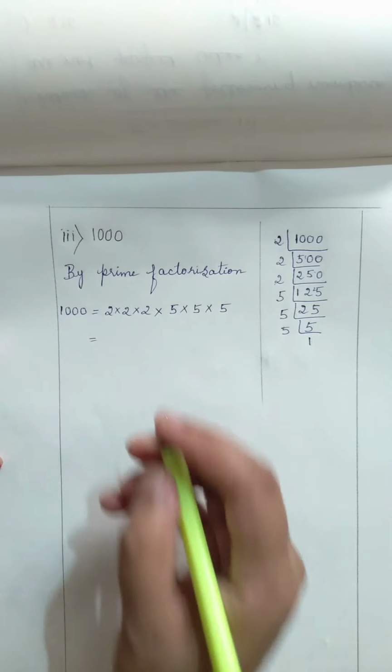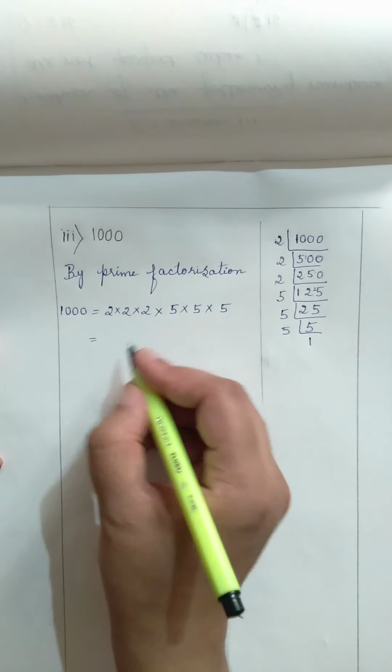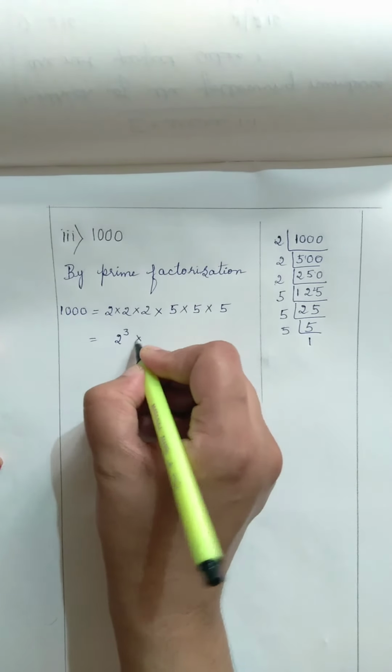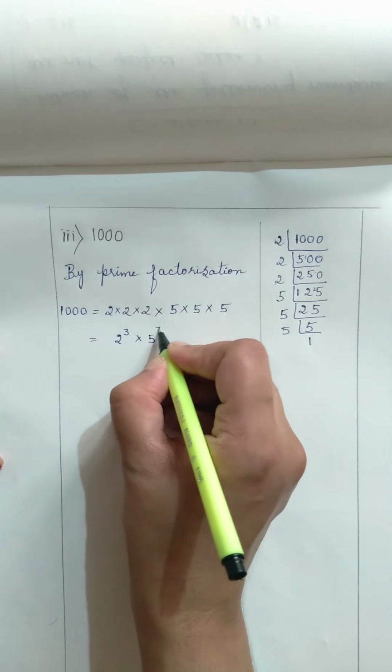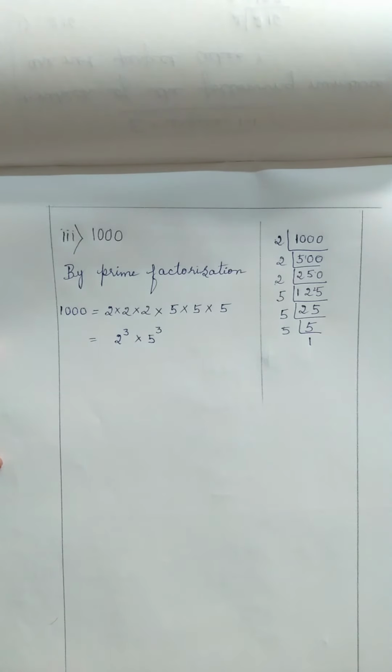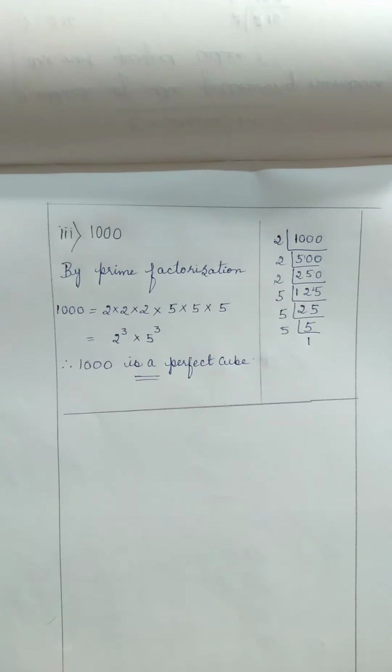Now let us form a group of 3. 2 into 2 into 2 is 2 cube, into 5 into 5 into 5 is 5 cube. Therefore each factor appears 3 times. The factors are 2 and 5. They have been repeated 3 times. Therefore 1000 is a perfect cube. So it doesn't come under non-perfect cube. It is a perfect cube. So this is the answer.